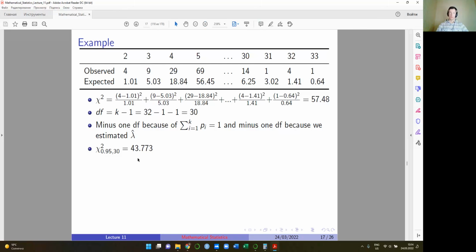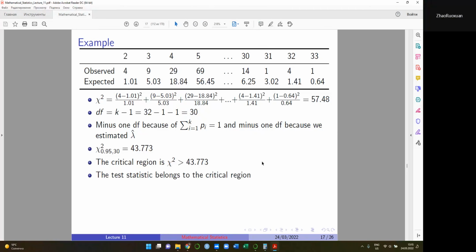The critical value of chi-squared is 43.77. The rejection region or critical region is any chi-square statistic which is greater than 43.77. Sorry, but why is it 32, not 33? Because the number of categories is 32. We start from 2 here, not from 1. So we see that there is no 1. There is 2, and the number of categories is 32 in this case. Okay.